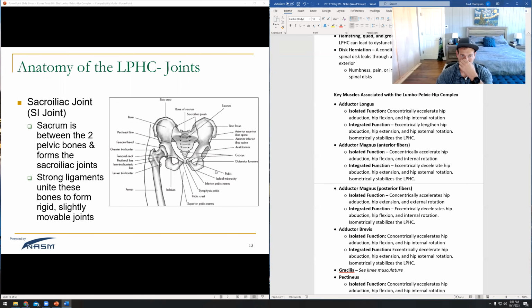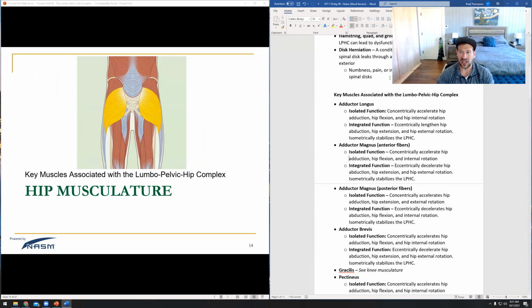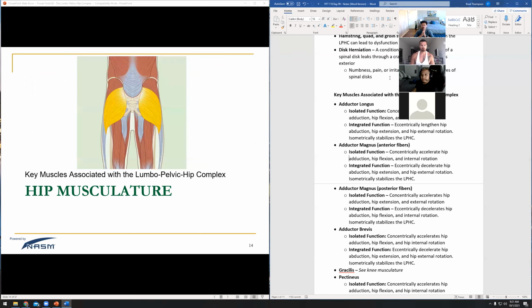So that is the whole lumbo-pelvic-hip area. Any questions or comments on bones or any of the joints or anything like that? It's all good, no questions. Cool. All right, let's get into the muscles here.